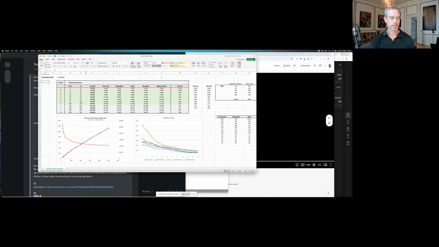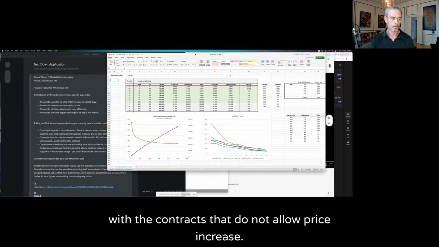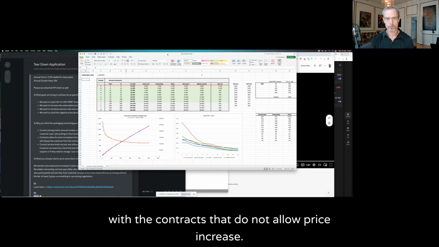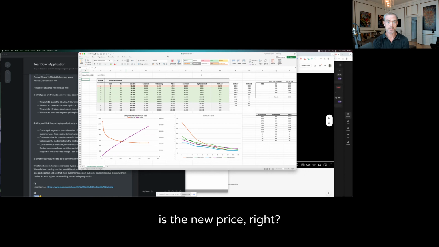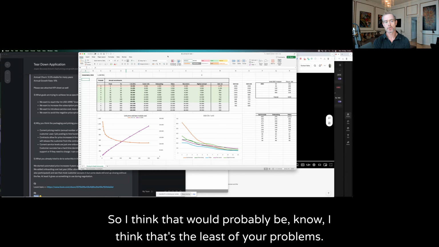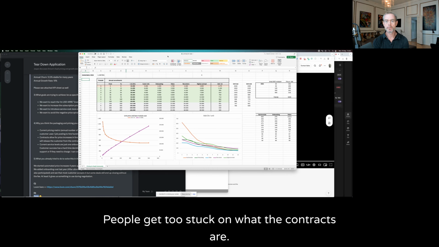A few things with the contracts that do not allow a price increase. Like, that's up to you. You can just have a price increase, contract or no contract, saying you can churn, but this is the new price, right? I think that's the least of your problems. People get too stuck on what the contracts are.